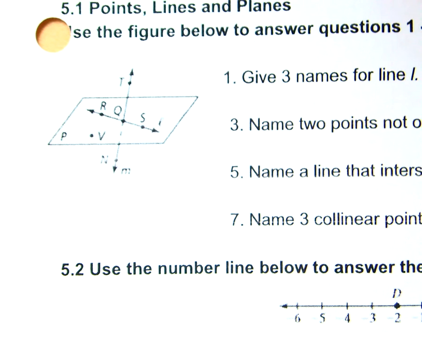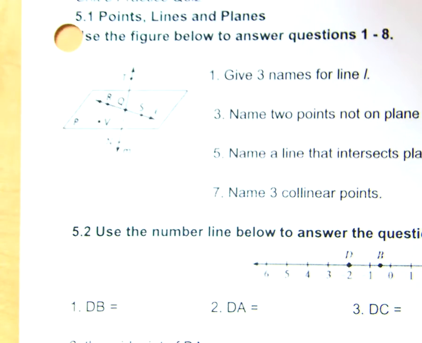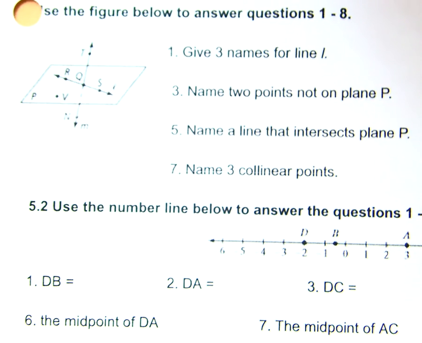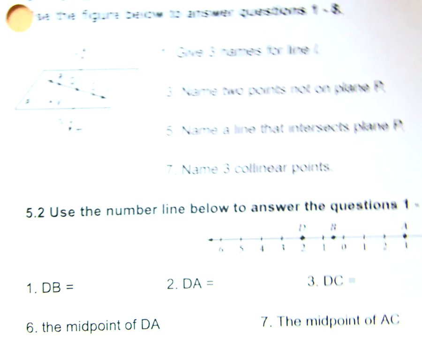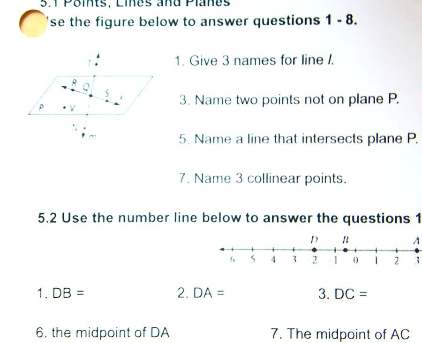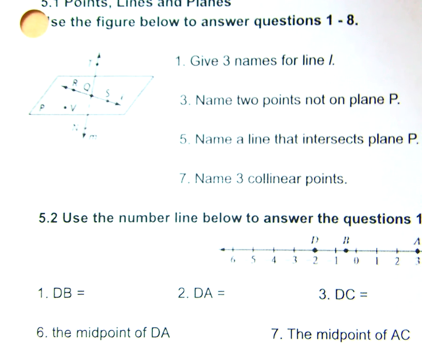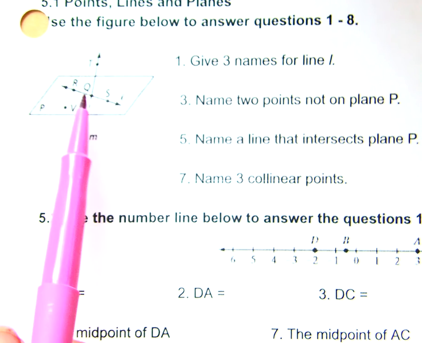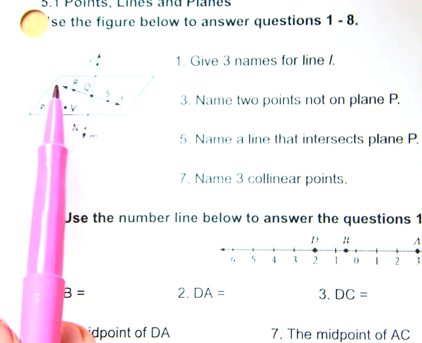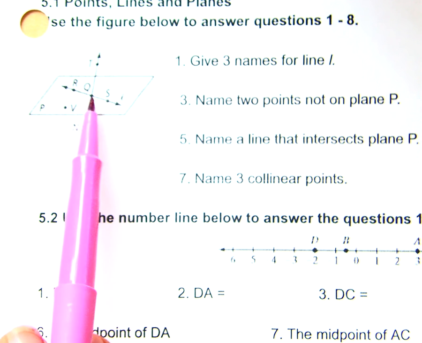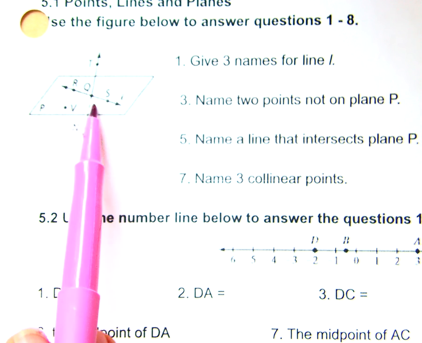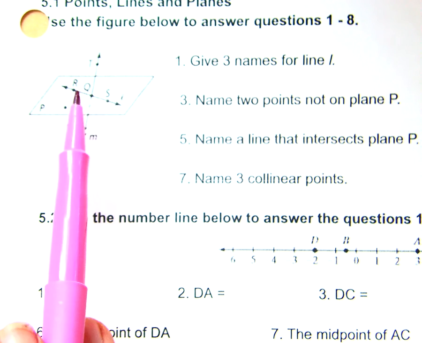So, question 1 says, give 3 names for line L. And from your notes, hopefully you're referencing them as you're going through this. To name a line, we use any 2 points on that line. So, looking at this picture, I see the points R, Q, and S. So, here's line L. And so if I want to name it, I just pick any 2 points. RQ, QS, RS, those would be the 3, okay?